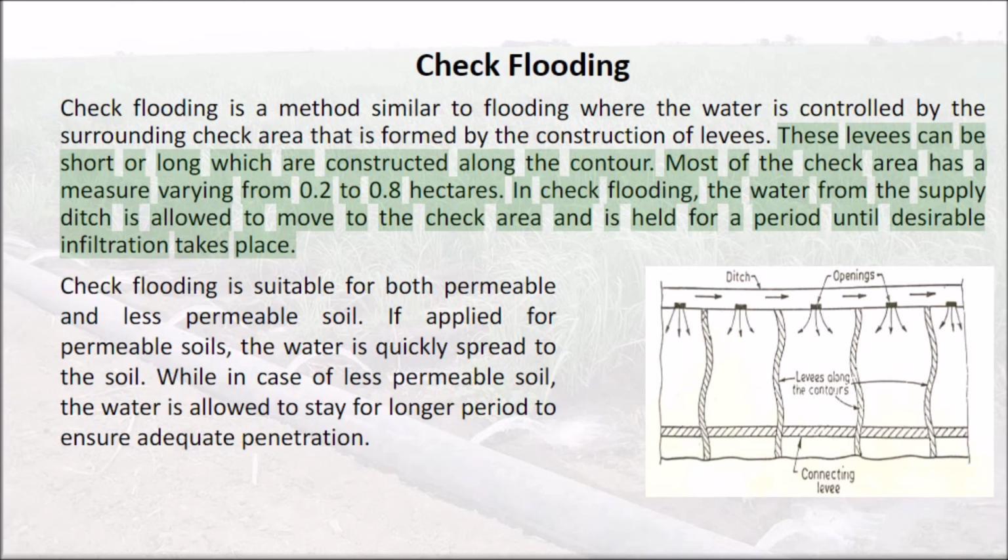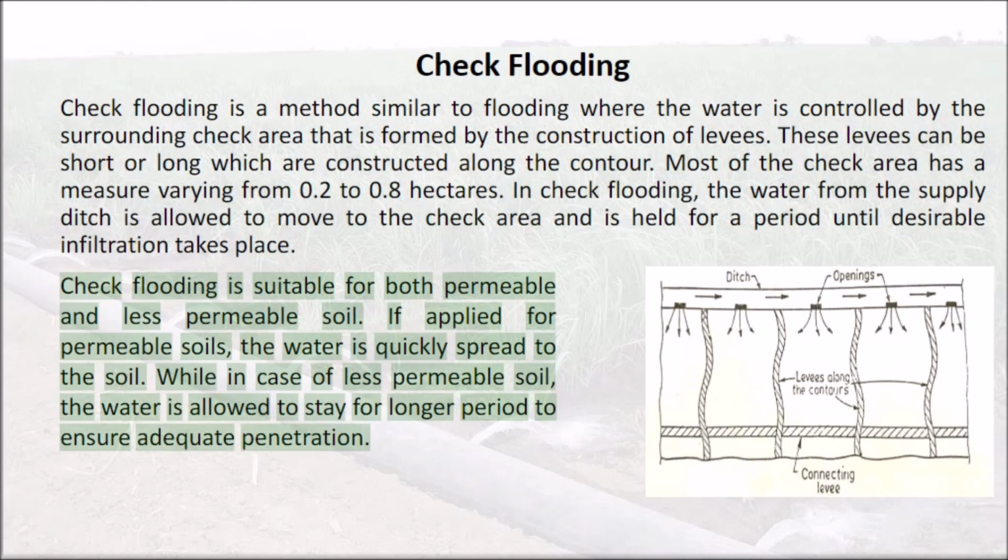In check flooding, the water from the supply ditch is allowed to move to the check area and is held for a period until desirable infiltration takes place. Check flooding is suitable for both permeable and less permeable soil. If applied for permeable soils, the water is quickly spread to the soil. While in case of less permeable soil, the water is allowed to stay for a longer period to ensure adequate penetration.